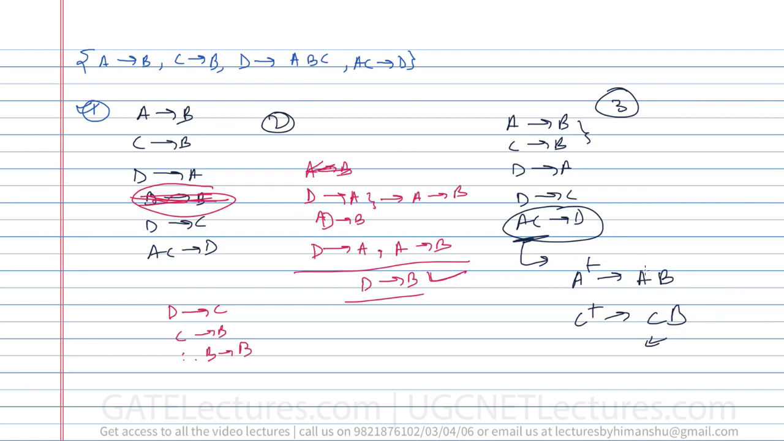Is there any transitive functional dependency which is occurring here? A determines B. Okay, fine. So there is no transitive functional dependency, so this is the minimal set. So you cannot minimize it any further.